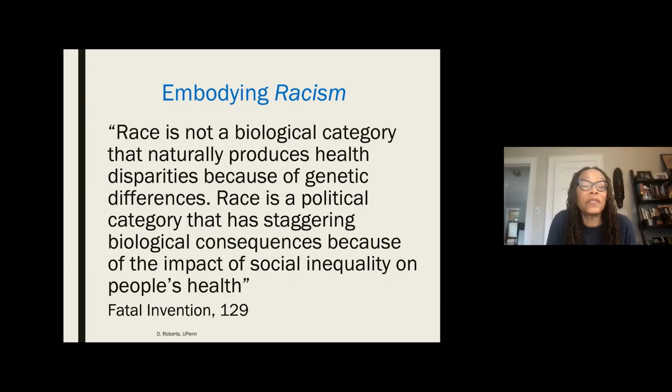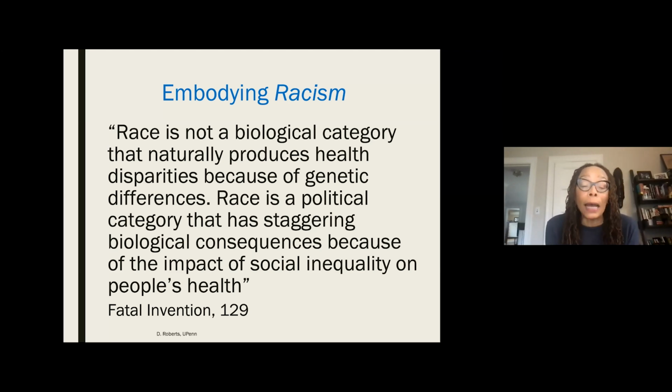I'm going to skip ahead for sake of time. I think we can sum up the mechanisms uncovered by this research as embodying racism, the way racism gets under the skin to produce health inequities.